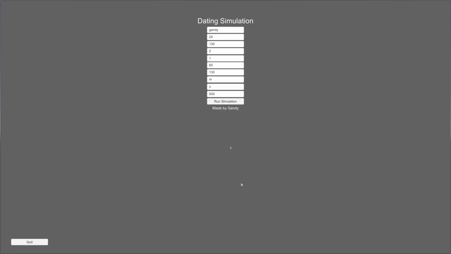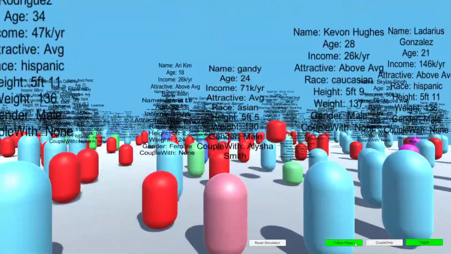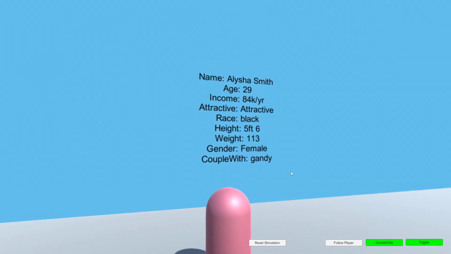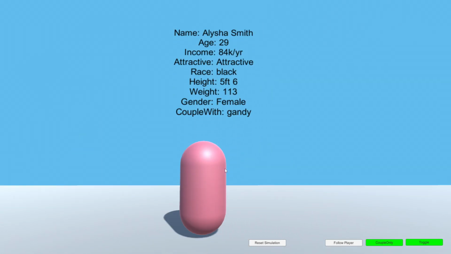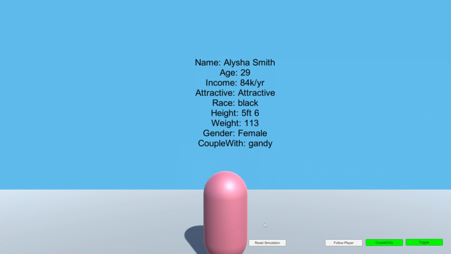So let's reset. And let's see, what if I wasn't as rich? What if I was average? Let's run, let's see again. And I already found another person. Well, 71k isn't average, it's more like above average, which is probably why. Let's see. Found an attractive person that makes more money than me. Okay, we're pretty much similar social standing, so that makes sense.